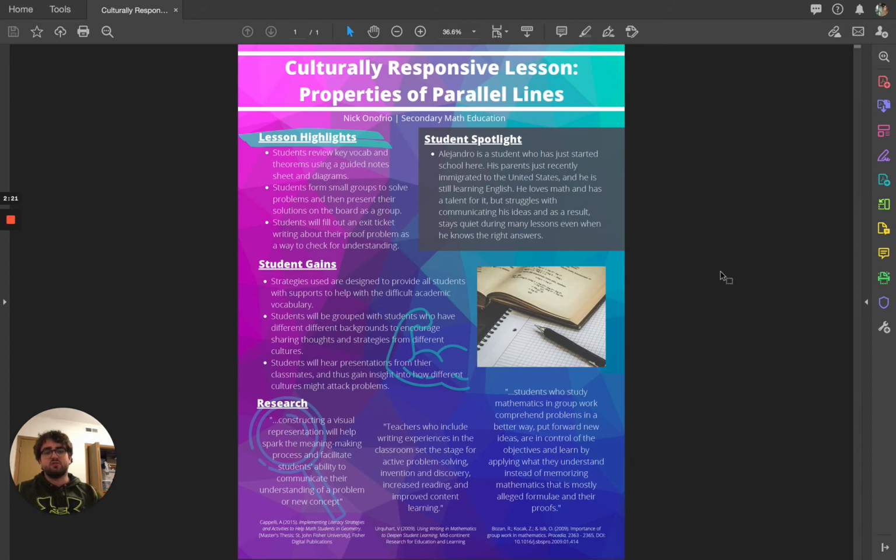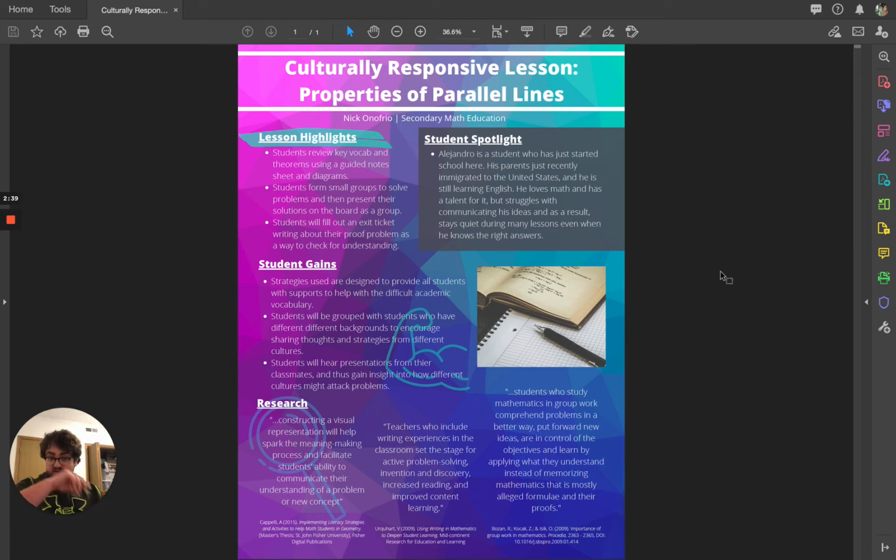First off, for students who are not strong in their English abilities, I plan to have guided note sheets in a multitude of languages, and to further help, I will be presenting diagrams as well.